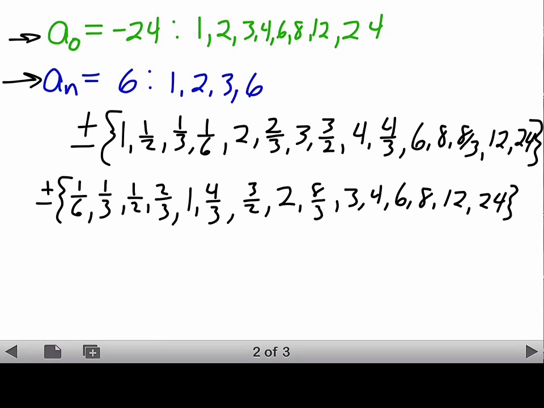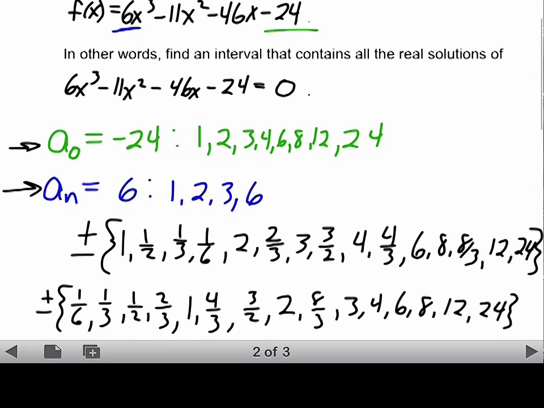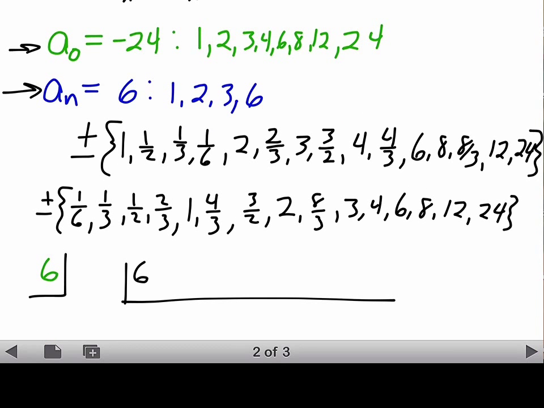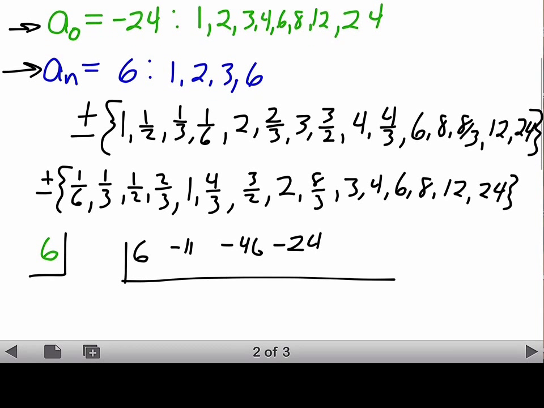And here's how we can recognize an upper bound. A positive number such that no solution is bigger than it. Well, we're going to find this by synthetic division. The coefficients are 6, negative 11, negative 46, and negative 24. These are in order. We're not missing any exponents. We're good to go. 6 is in the penalty box.